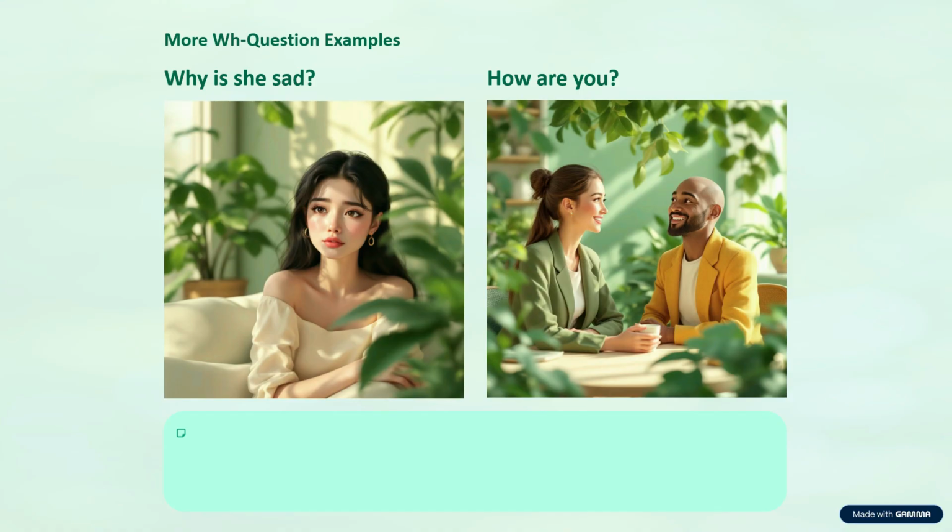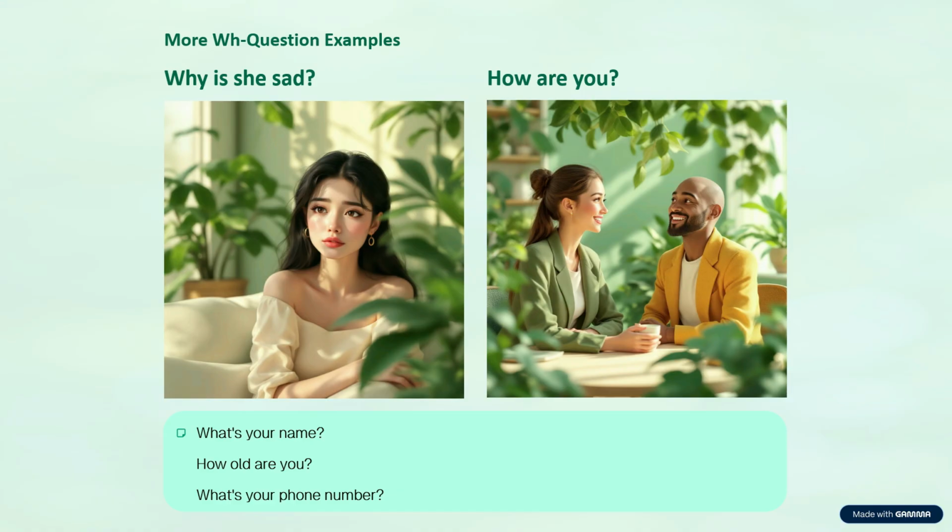There are also very common everyday WH questions that you will hear a lot, like what's your name, how old are you, or what's your phone number. These questions are used all the time in conversations and are great examples of WH questions with be in simple present that we use every day.